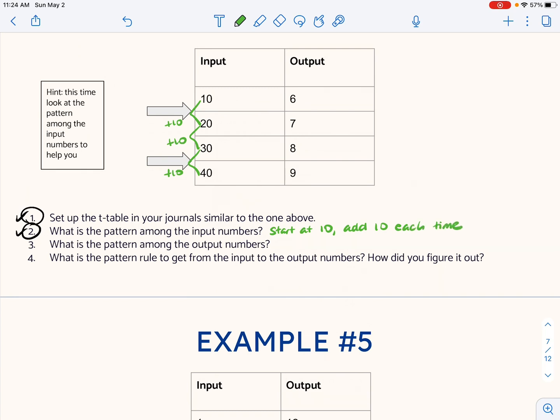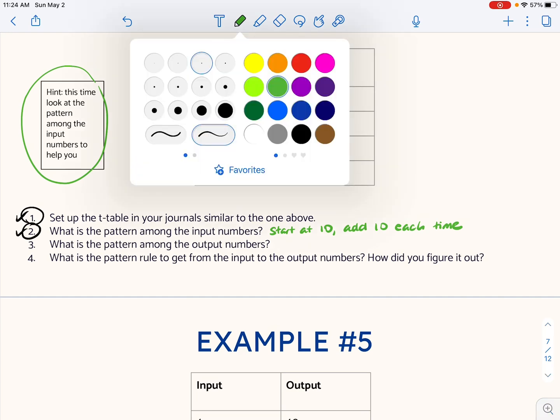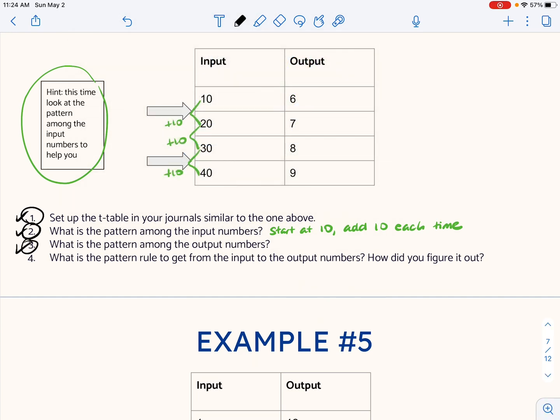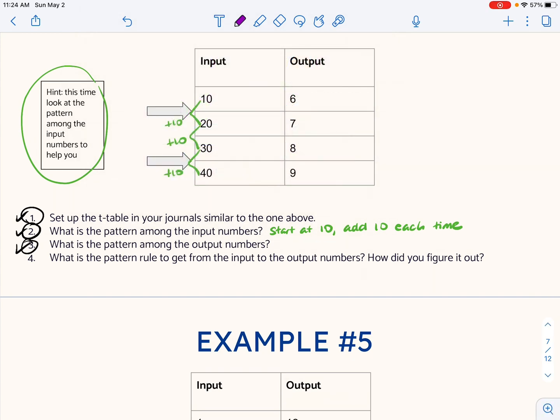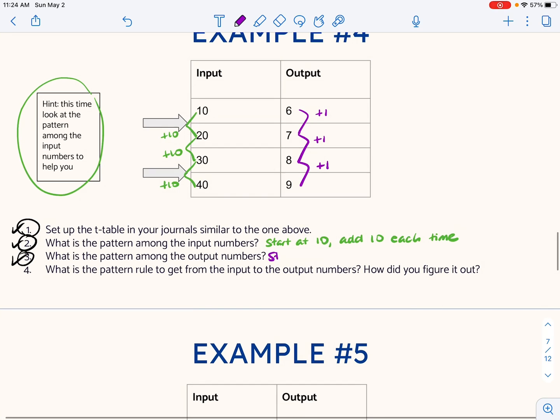Now, look at the hint this time. This time you're going to look at the pattern among the input numbers to help you for number 4. Before we get to that, let's deal with number 3 first. What is the pattern among the output numbers? Okay, so this time the output numbers' pattern doesn't look like it's going to be super helpful, but we'll indicate that anyways here. Looks like you start at 6 and you add 1 each time.